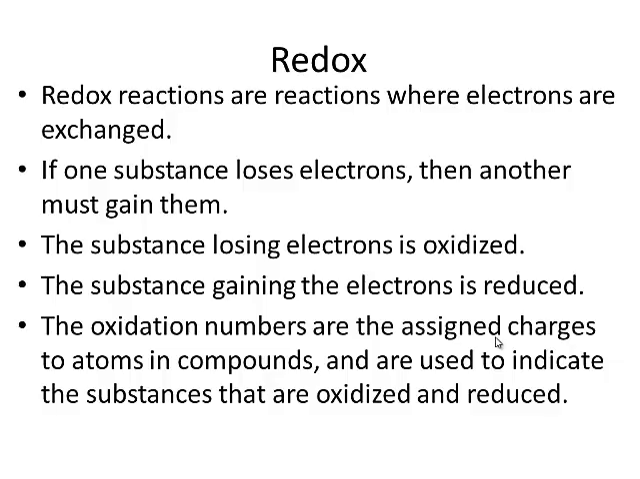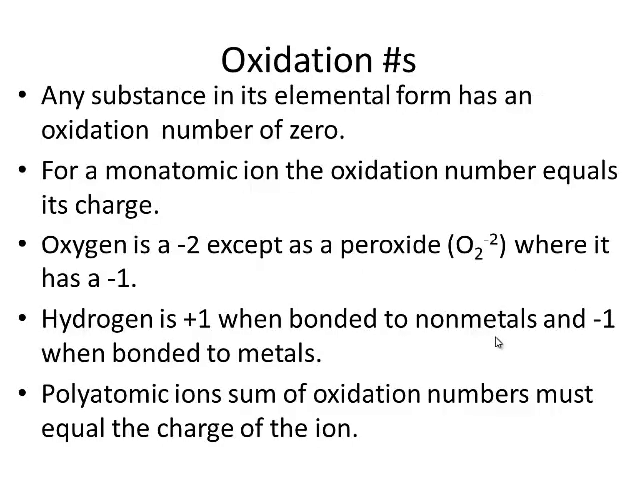So we have to assign oxidation numbers to all the atoms in the compounds, and they are used to indicate the substances that are oxidized and reduced. So you'll write out the whole equation, you'll figure out what all the oxidation numbers are for all the atoms in the equation, and then you'll compare the oxidation numbers from the two sides of the equation to see which ones went up and which ones went down. And then when we come back to class, we'll talk about how to write the half reactions and demonstrate the whole oxidation reduction equation.